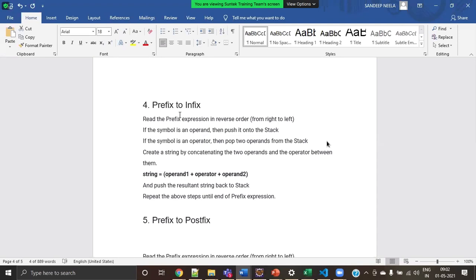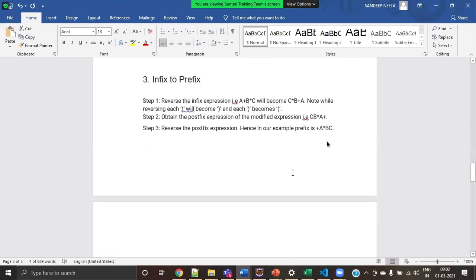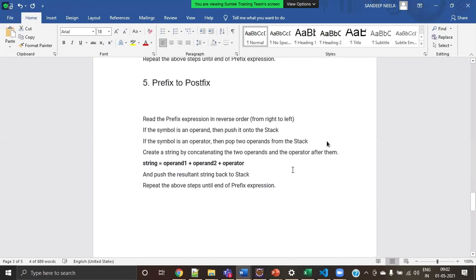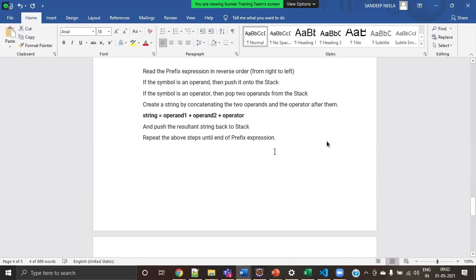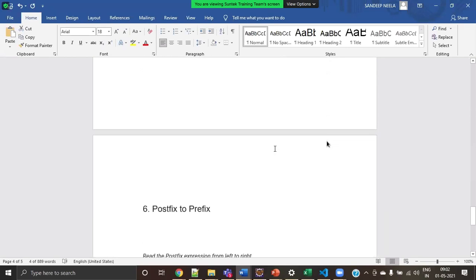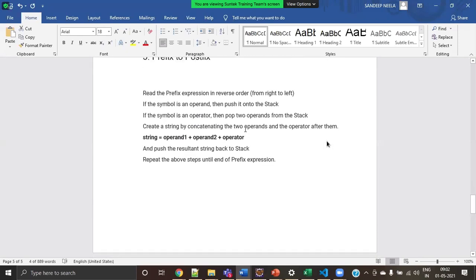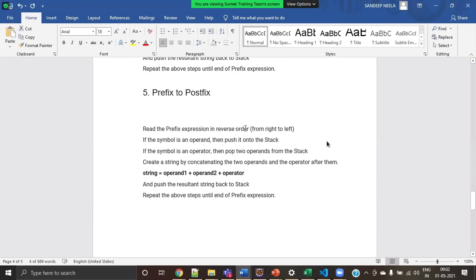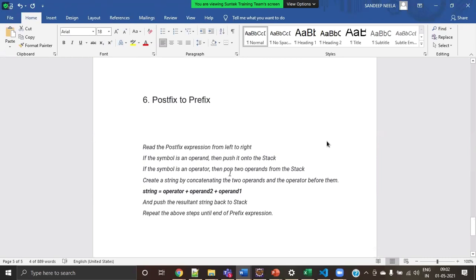Wait, what is this? Infix to prefix. If you do this one, we will get it. Okay, yeah, we can do that also. If we read that one, we'll directly get the postfix expression. Yeah, correct. This is also the same, just reverse of this prefix to postfix. There we read the postfix expression from left to right. This is straightforward.